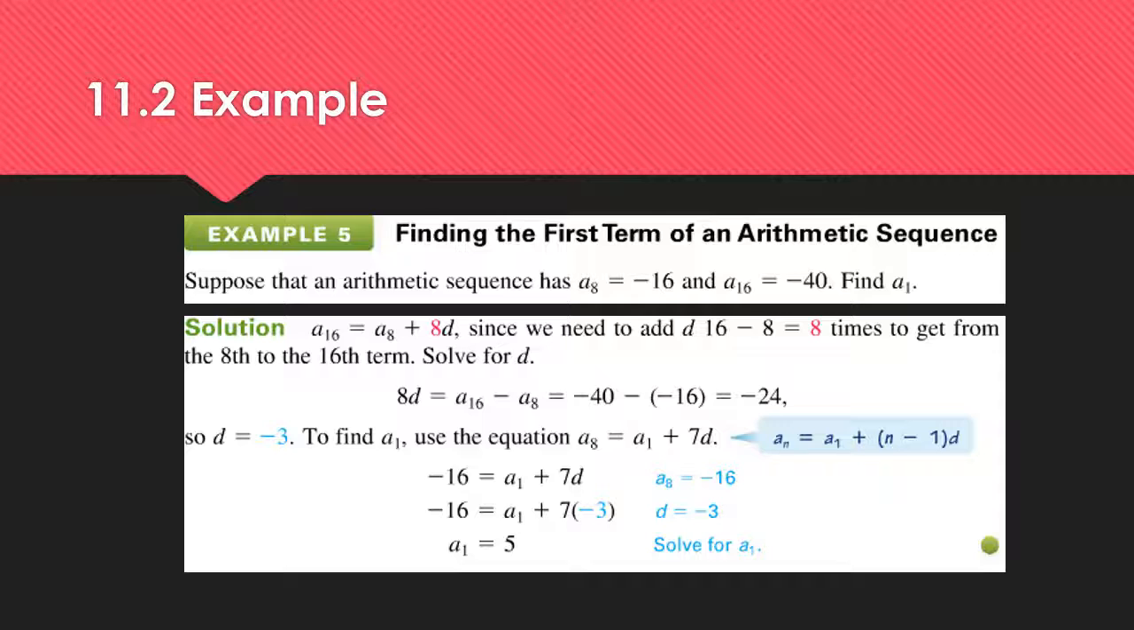So now we can use the equation a sub 8 equals a sub 1 plus 7d, which is our formula for the nth term. But this time we're missing a sub 1. We'll substitute the numbers in for a sub 8 and for d, and we get that a sub 1 is 5.